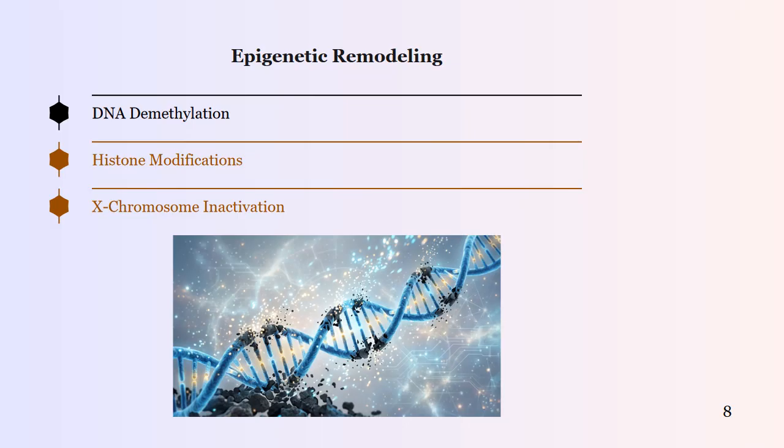8. Epigenetic remodeling. DNA demethylation. The embryo undergoes a global wave of DNA demethylation to erase parental imprints and establish pluripotency. Histone modifications. Chromatin structure is rearranged to allow access to genes required for early lineage specification. X chromosome inactivation. In female embryos, the process of balancing gene dosage between sexes begins during these early stages.